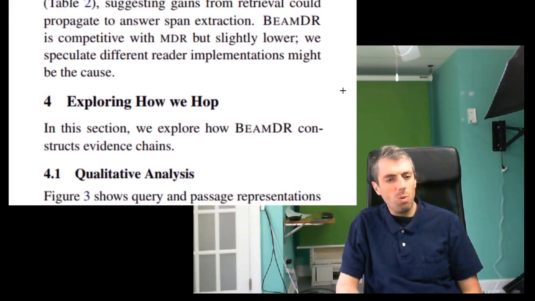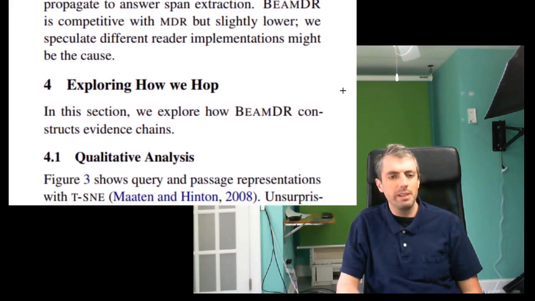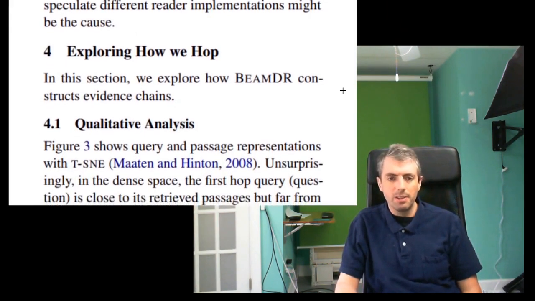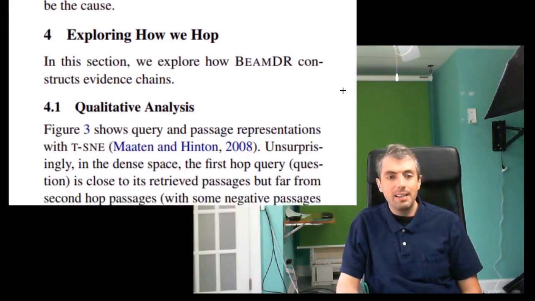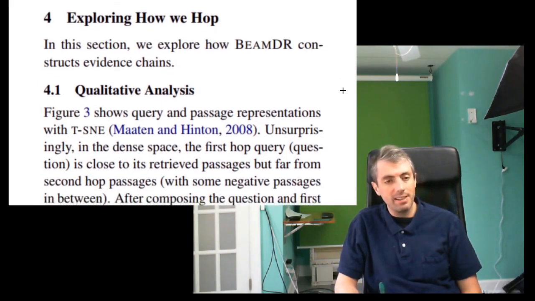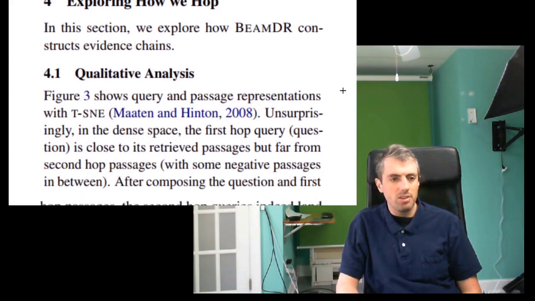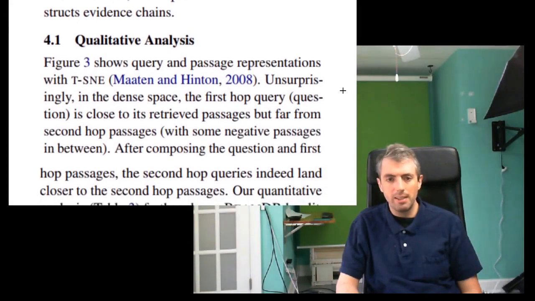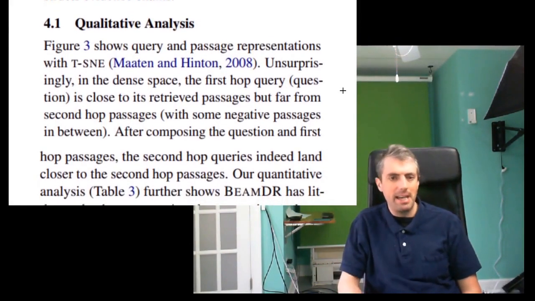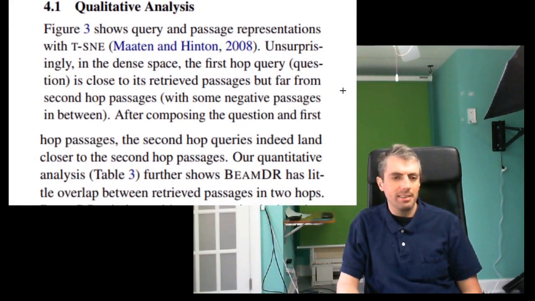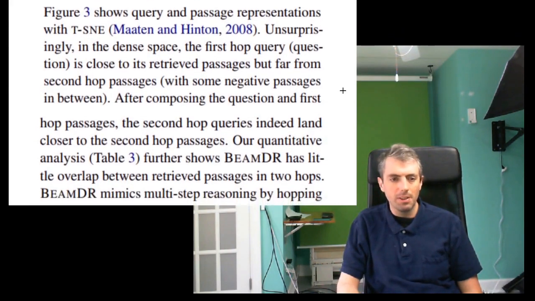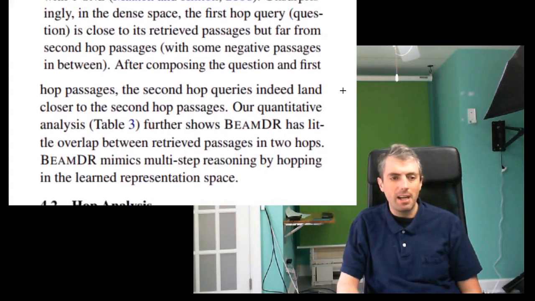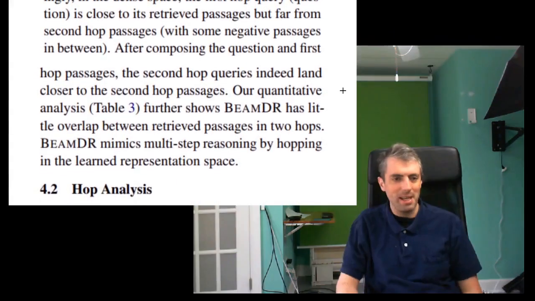Section 4.1, Qualitative Analysis. Figure 3 shows query and passage representations with t-SNE. Unsurprisingly, in the dense space, the first hop query, the question, is close to retrieved passages, but far from second hop passages, with some negative passages in between. After composing the question and first hop passages, the second hop queries indeed land closer to the second hop passages. Our quantitative analysis, Table 3, further shows BeamDR has little overlap between retrieved passages in the two hops. BeamDR mimics multi-step reasoning by hopping in the learned representation space.